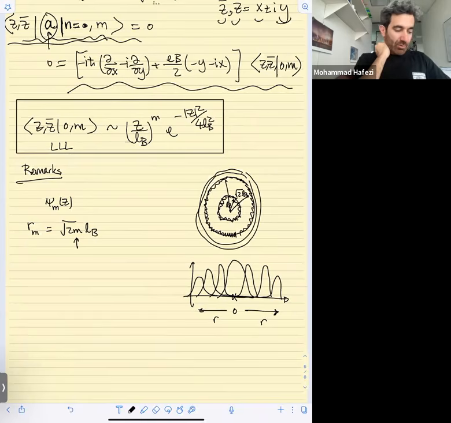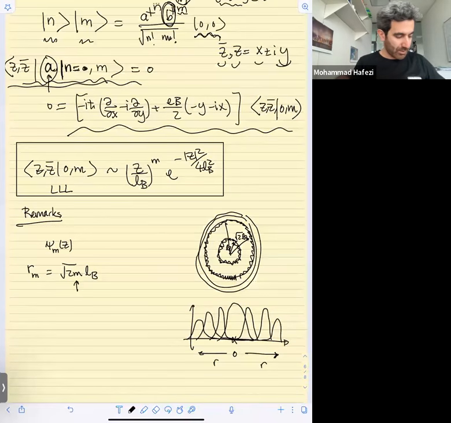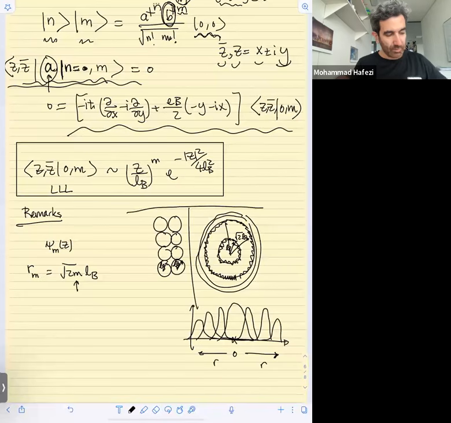Now, each of these orbitals should accommodate a single magnetic flux. Because remember, this picture and the previous picture that we had, that we pack the system with LB, should be equivalent to each other. The states are degenerate, so you can take any superposition you want.